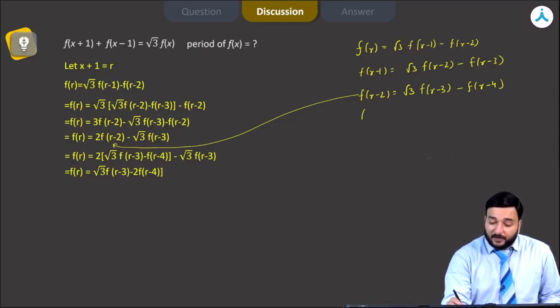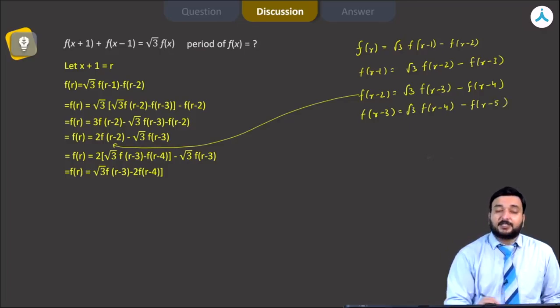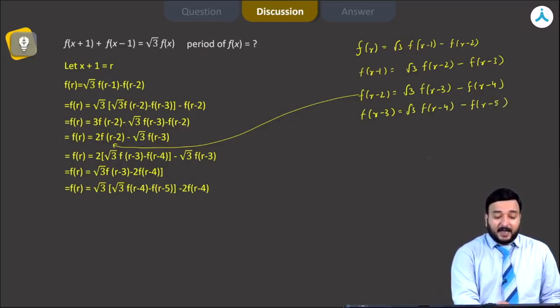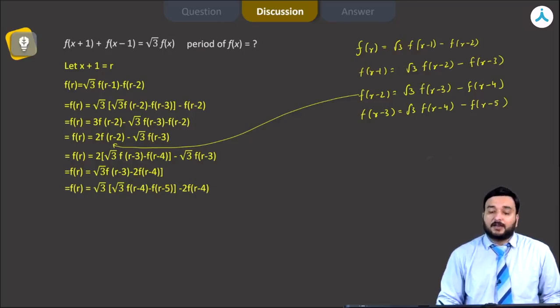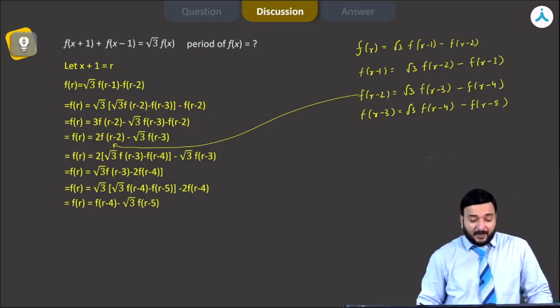Now again, if we talk about f(r-3), this will be √3 f(r-4) - f(r-5). So again I can substitute this back over here and we will get f(r) = √3(√3 f(r-4) - f(r-5)) - 2 f(r-4). So this will become √3 into √3, that is 3, minus 2, that will be equal to 1. So it will be 1 times f(r-4) and minus √3 times f(r-5).